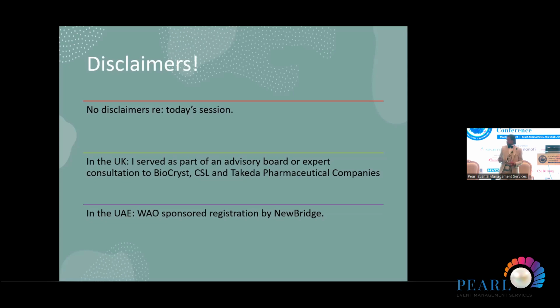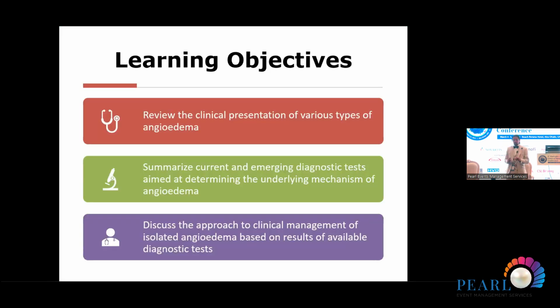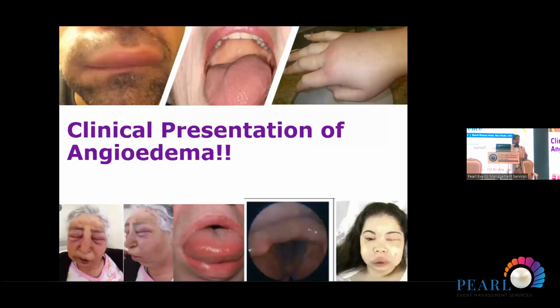So this is my disclosure: none for today's session. I'm going to be concentrating on 3 main subjects. I'm going to be very brief, hopefully, and not take too much time. Number 1, reviewing the clinical presentation of various angioedema and when we should suspect angioedema. Number 2, we summarize the current and emerging diagnostic tests on different types of angioedema. And then just briefly the management approach, but the advances I will leave for Dr. Iman and Ravi.